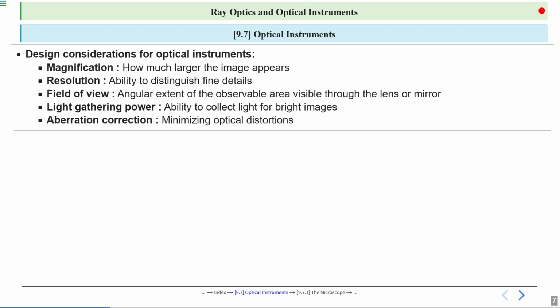Finally, we have aberration correction. This involves minimizing optical distortions or defects in images that can blur or distort the image. It's like using corrective lenses in glasses to ensure you see clearly without any distortion.